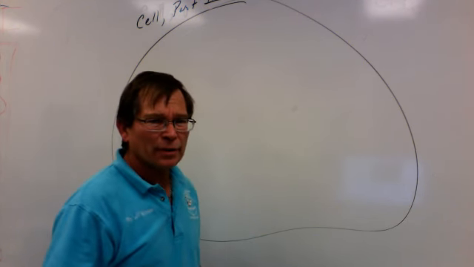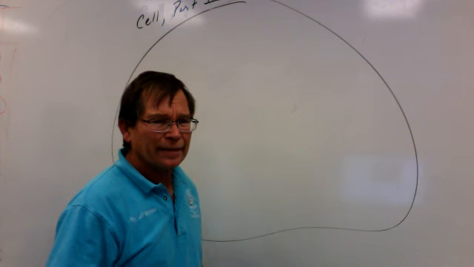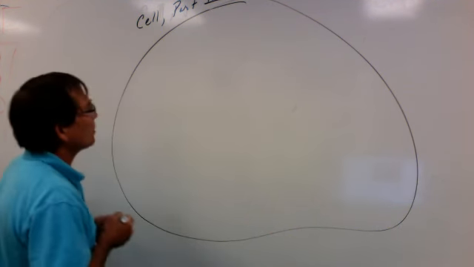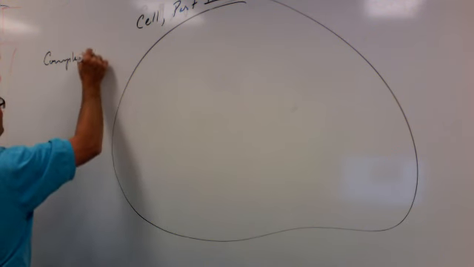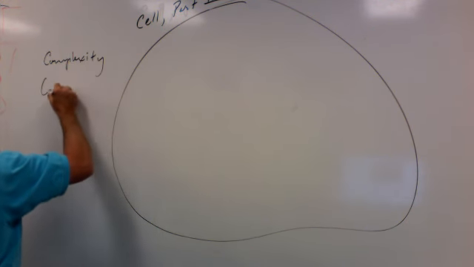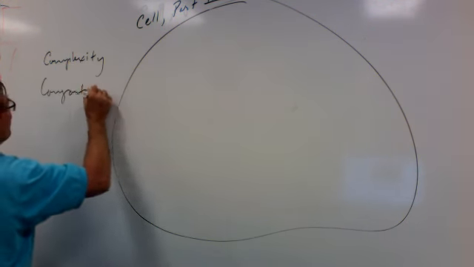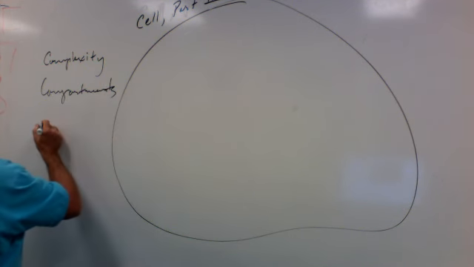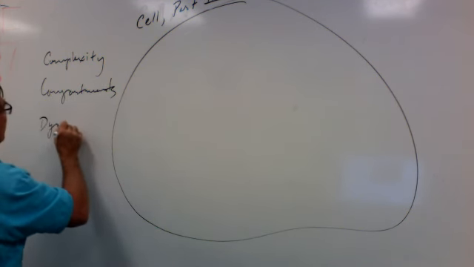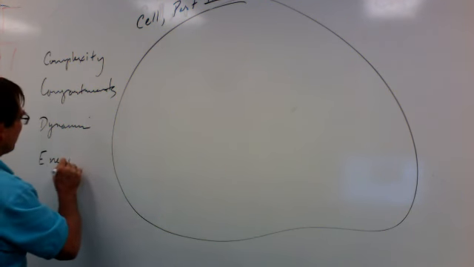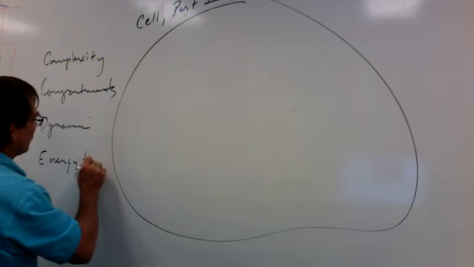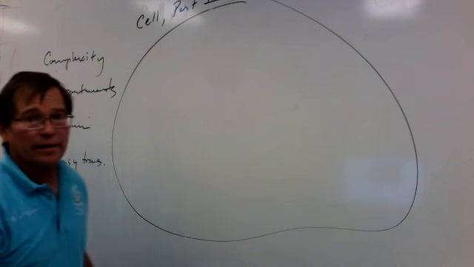Last time I talked briefly about the cell, and just as a quick review: complexity, compartmentalization, just write compartments, the dynamic nature of the cell, and the fact that the cell is an energy transformer. We'll get into a little bit of that today.